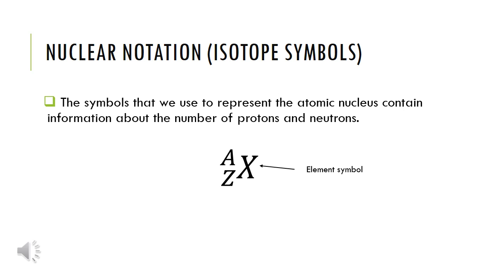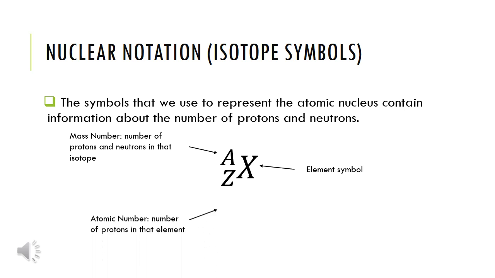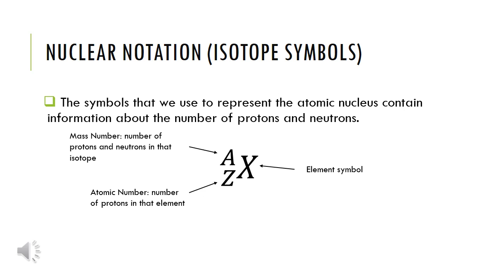So let's go through this step by step. The X is representing the element symbol. So this is the one or two letter symbol that represents each element and is unique to each element. The A at the top is the mass number, and this is the number of protons and neutrons in that specific isotope. Remember that this number can be different for different isotopes of the same element. The Z at the bottom is the atomic number, and this is the number of protons in that element. And remember that the atomic number does not change for a singular element.